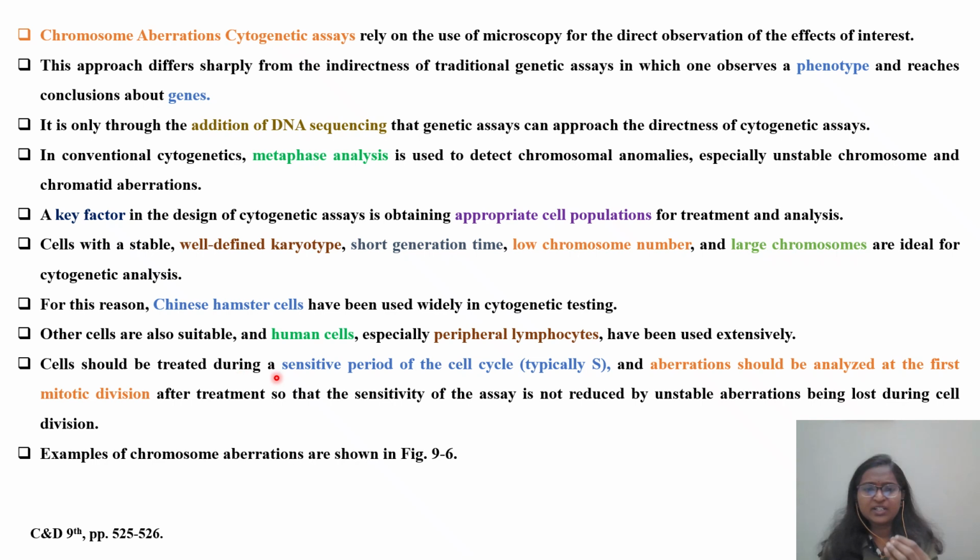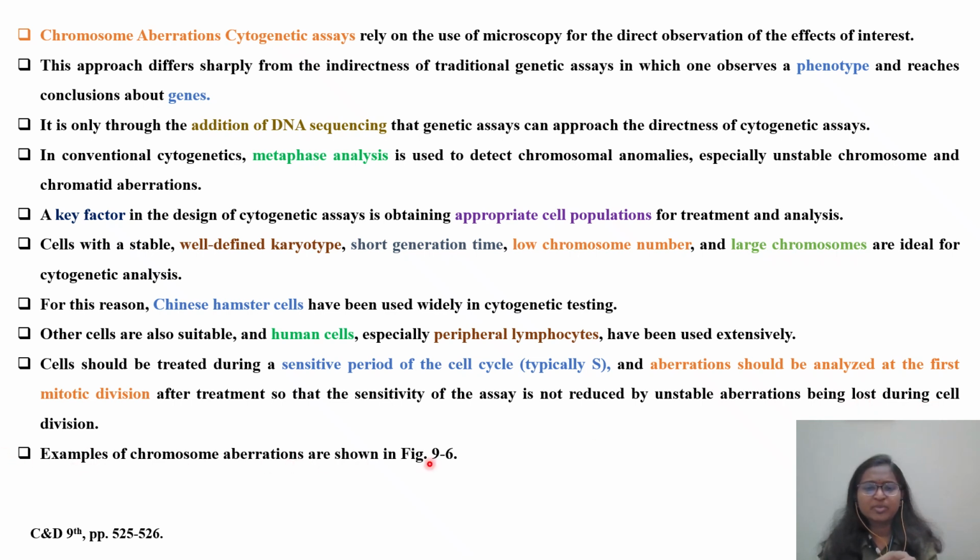Cells should be treated during a sensitive period of the cell cycle. What is that sensitive period? Typically, it is the S phase. In the cell cycle, four phases will be there, and treatment is particularly during the S phase. Aberrations should be analyzed at the first mitotic division after treatment so that the sensitivity of the assay is not reduced by unstable aberrations being lost during cell division.